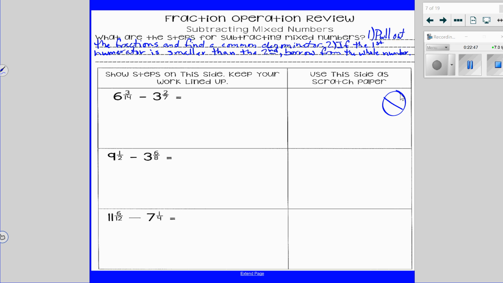What if I borrowed fourths? How many fourths would I have? 4 fourths. Are you seeing a pattern? What if I borrowed 8? How many eighths would I have? 8 eighths. So I can borrow whatever amount I want to, can't I?